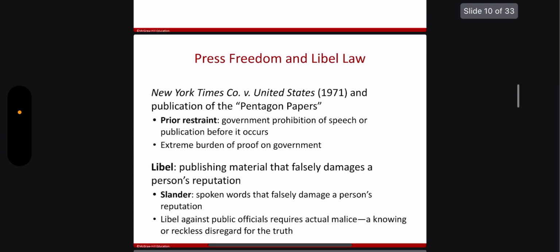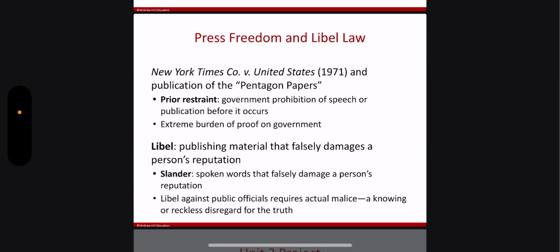For example, when we talk about freedom of press and libel law, we usually talk about one big case, and that's going to be New York Times versus United States. And this is a 1971 case, and we also refer to it as the Pentagon Papers case. And basically here we have a situation where some things were going to come out that made the government look very bad in terms of the actions during the Vietnam War.